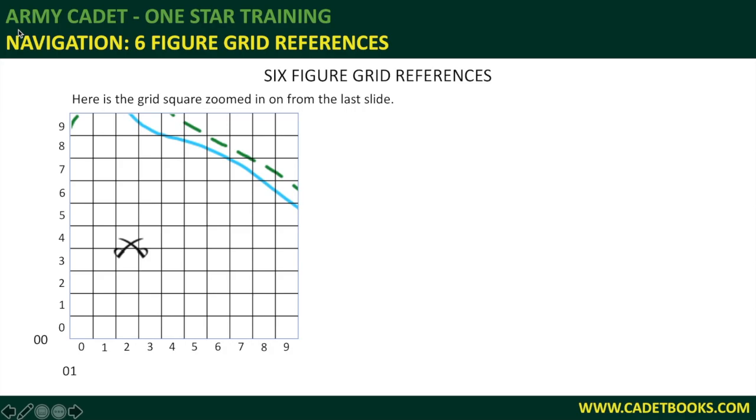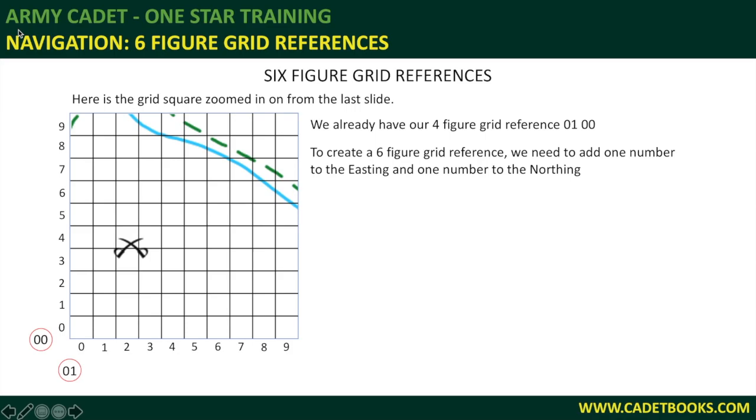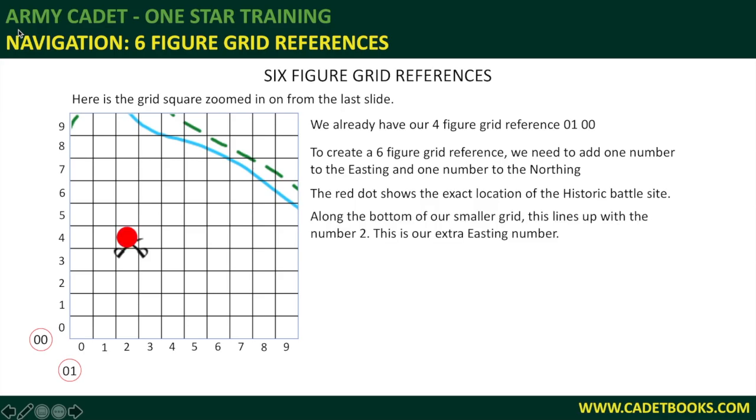Here is the grid square zoomed in on from the last slide. We already have our 4-figure grid reference of 0100. To create a 6-figure grid reference, we need to add one number to the eastings and one number to the northings. The red dot shows the exact location of the historic battle site. Along the bottom of our smaller grid, this lines up with the number 2. This is our extra easting number. Our easting number is now therefore 012.